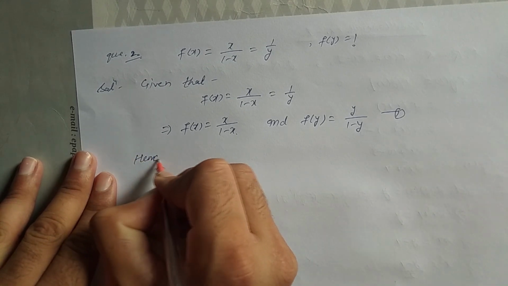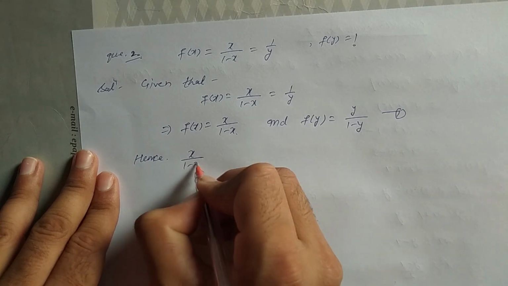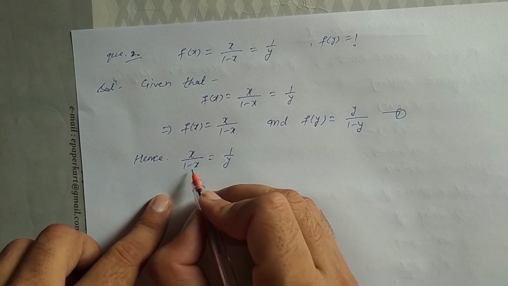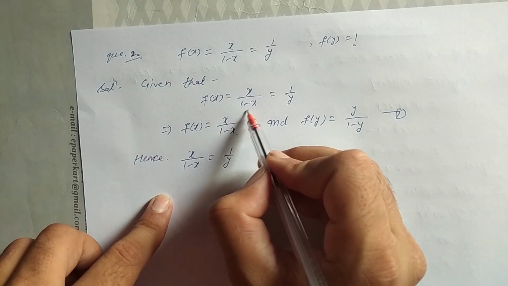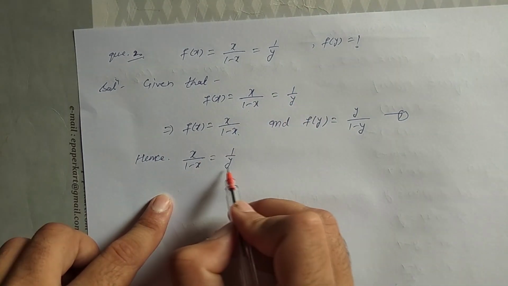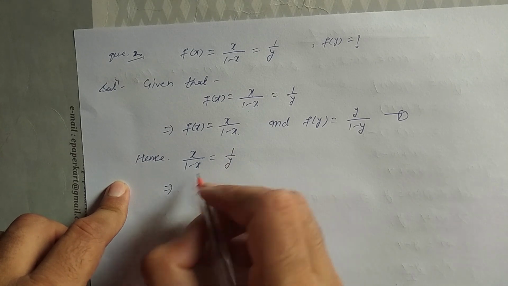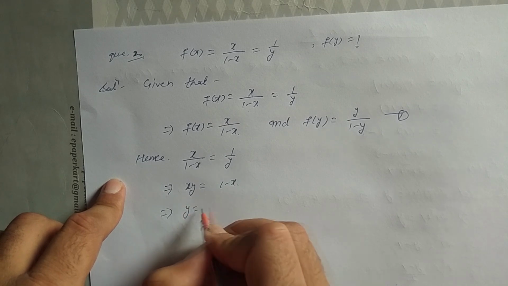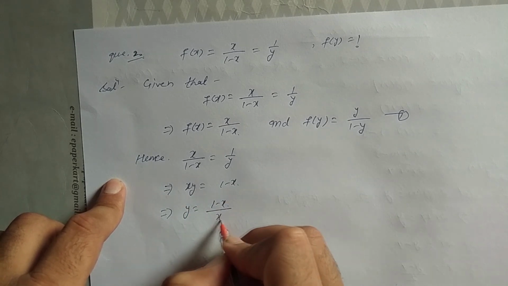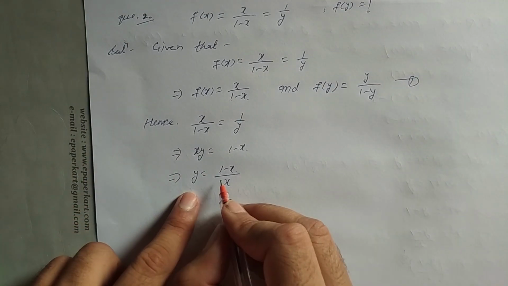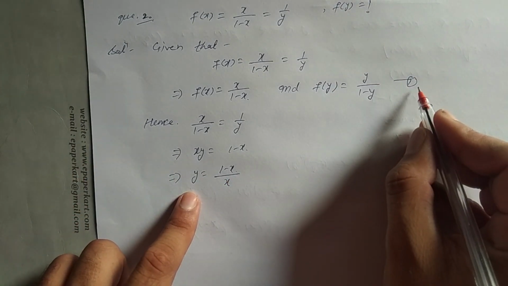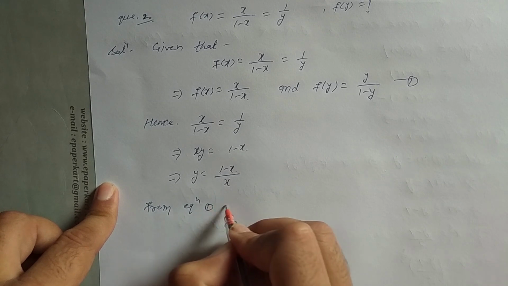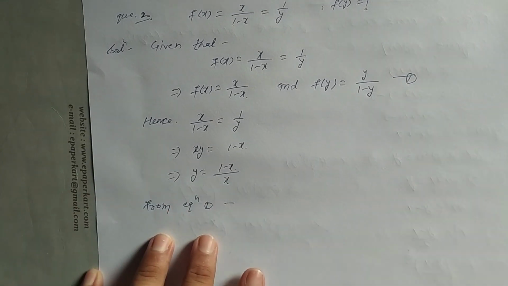Hence, x upon 1 minus x is equal to 1 upon y. Find the value of y. Cross multiply: xy is equal to 1 minus x, implies y is equal to (1 minus x) upon x. Putting the value of y in equation first.